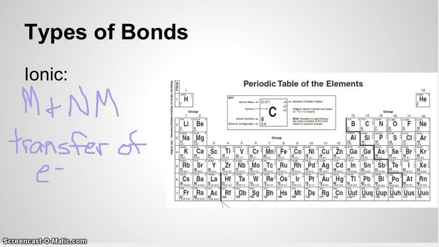So if you put one together with the other, the metal will lose its electrons or give them away to the nonmetal, and it's a relationship where both can become stable and reach a full octet.